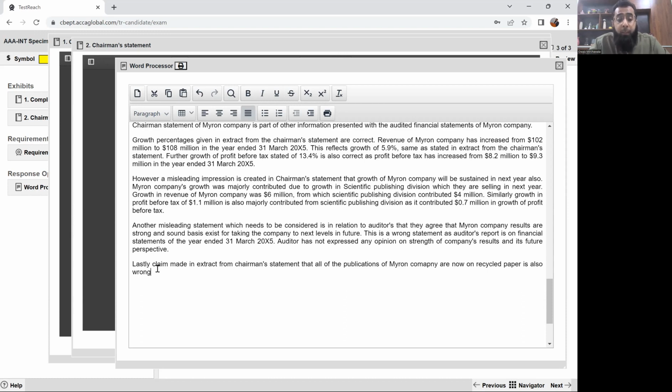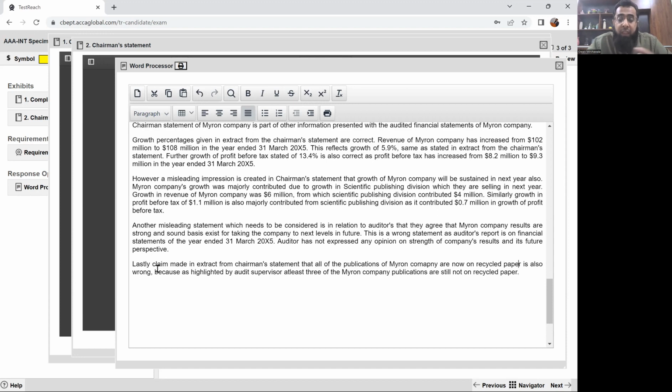Because, as highlighted by the audit supervisor, at least 3 of the Myron company publications are still not on recycled paper.